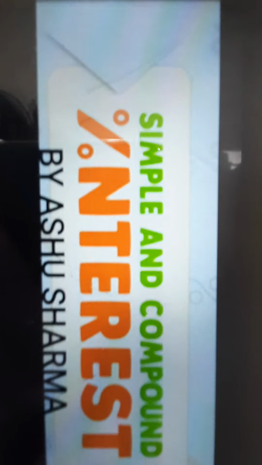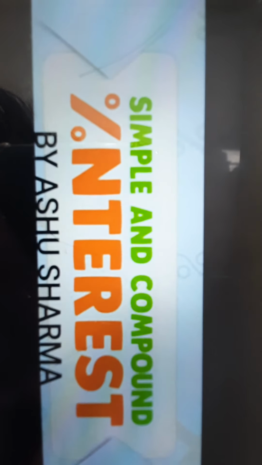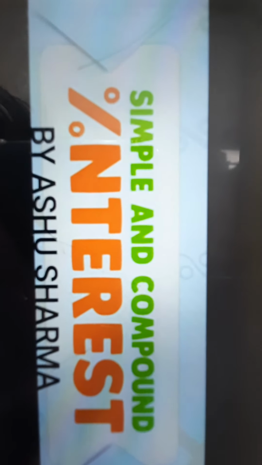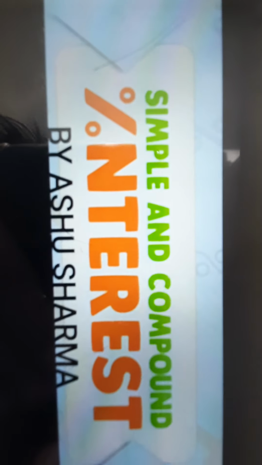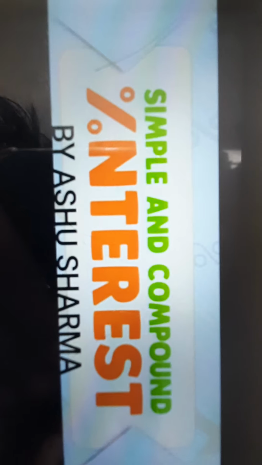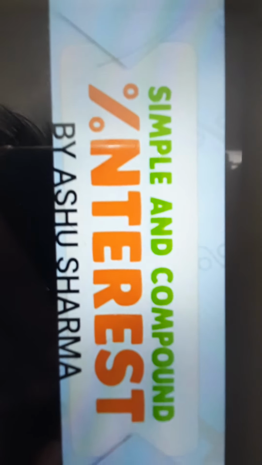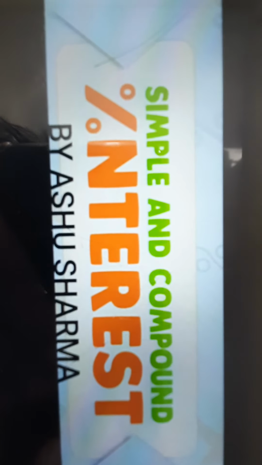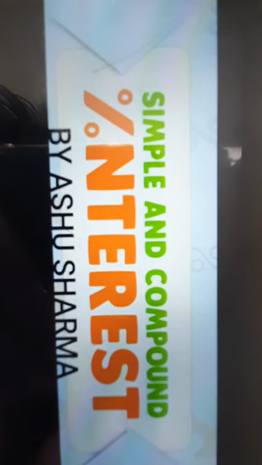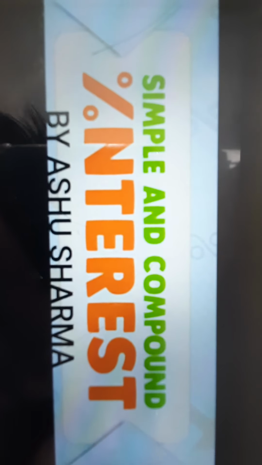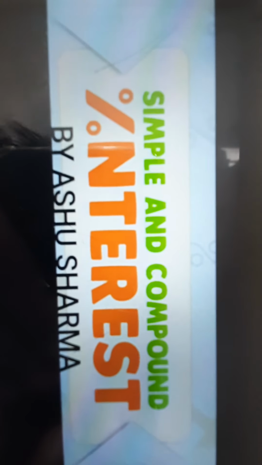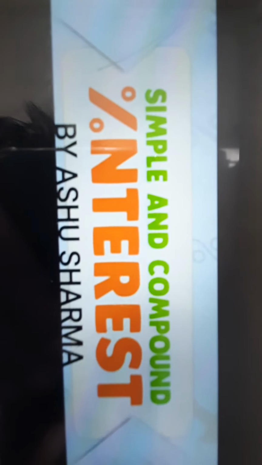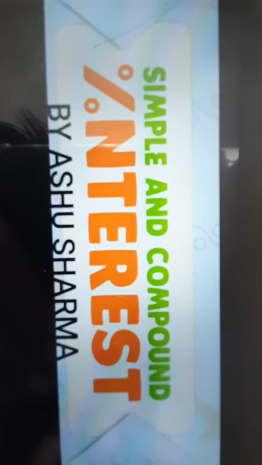My name is Ashu Sharma, and in the previous session we started simple interest and compound interest. So we are doing the questions on this. I hope the previous video made the concepts clear about simple interest and compound interest, and I hope you were able to understand the difference between the two. So now let's move on to question number 2 of 8.1 NCERT book.